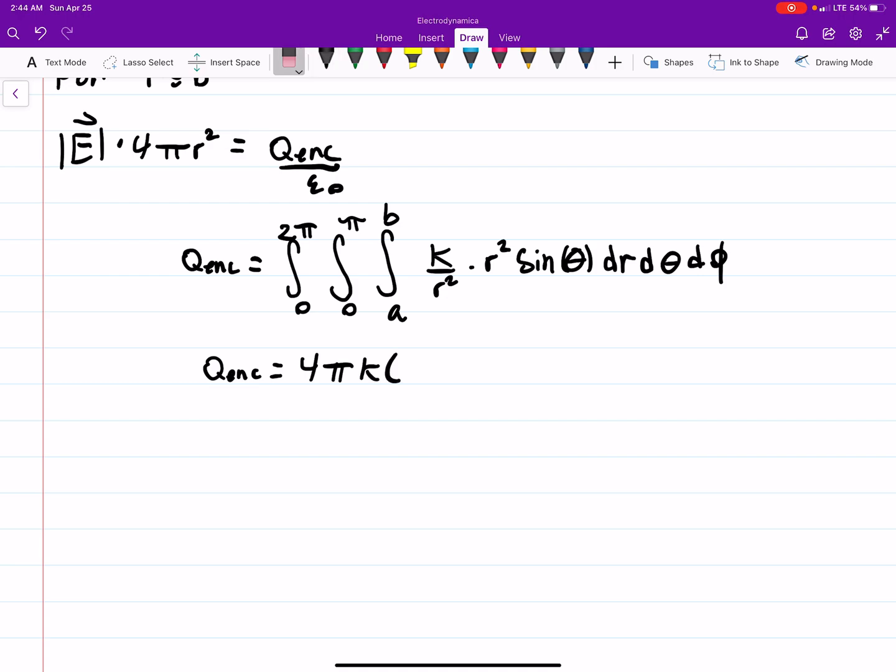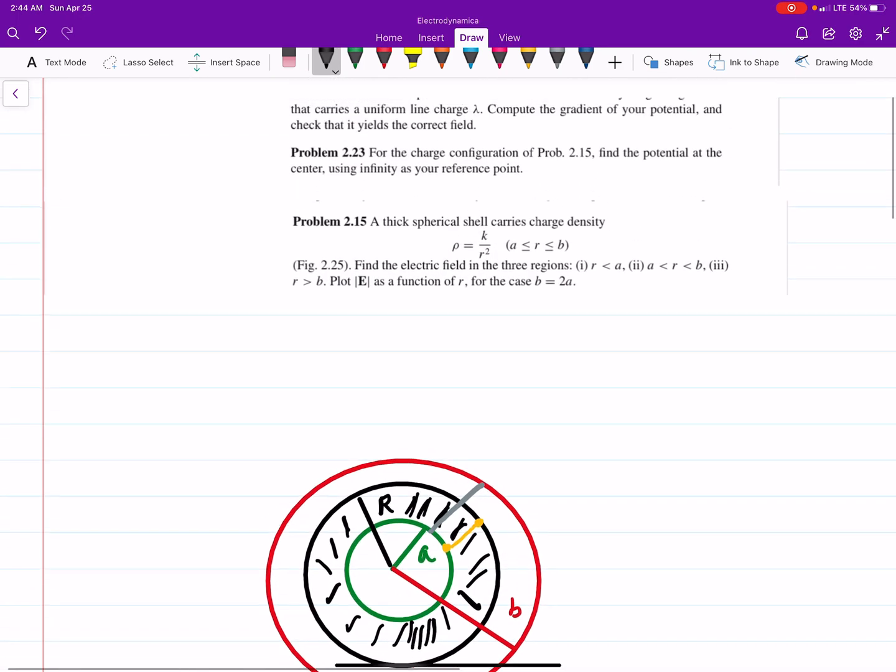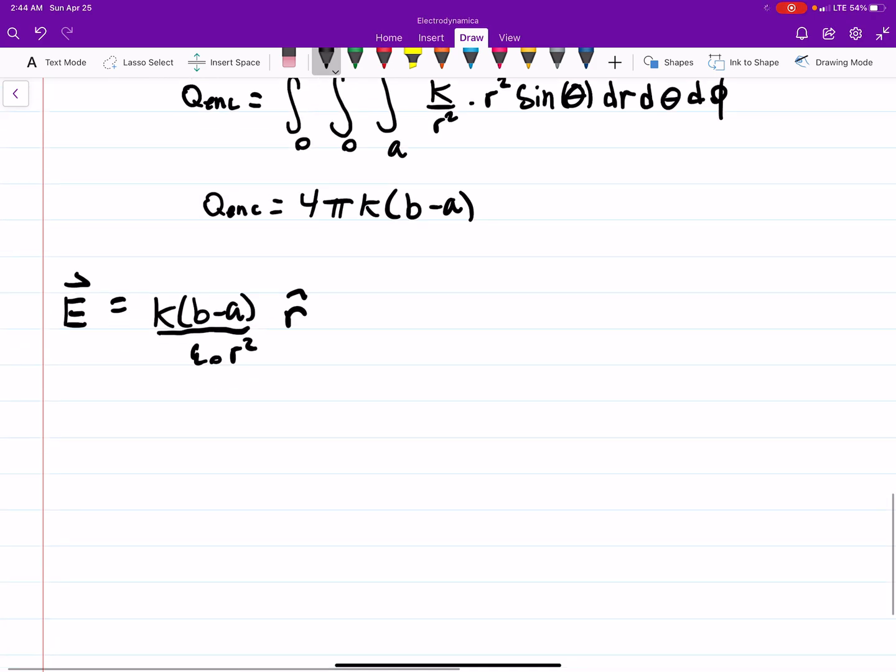Now this is going to be B minus A. So very similar to what we had earlier. And putting this together, you get your E field is equal to K B minus A over epsilon naught R squared in the R hat direction. So we found the E field in all three parts, which was actually this problem. So we did 2.15. We didn't plot it, but that's not necessary.